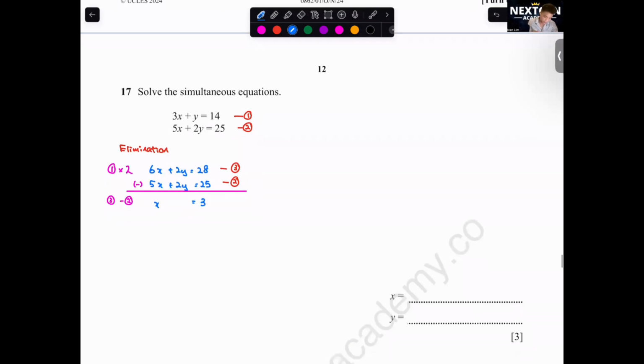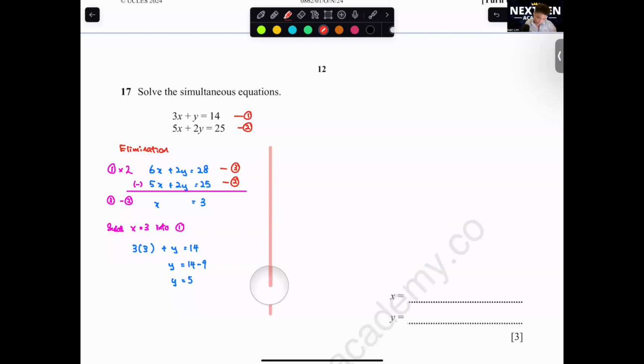Yeah, elimination is better, right? First, shorter. x equals 3. Then we are going to substitute x equals 3. You just choose any equation. I'll choose equation 1. So 3 times 3 plus y equals 14. y equals 14 minus 9, which is y equals 5. Okay, so this is if you are using elimination.